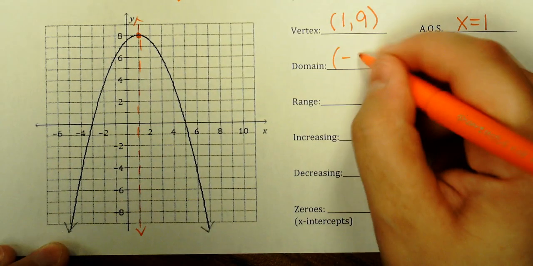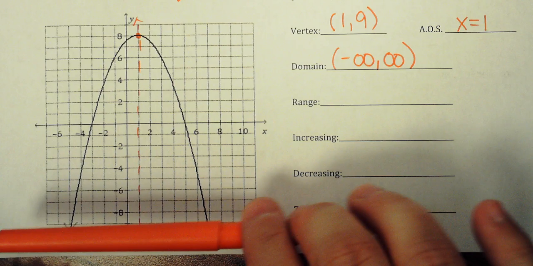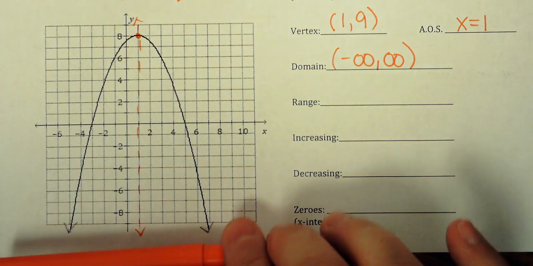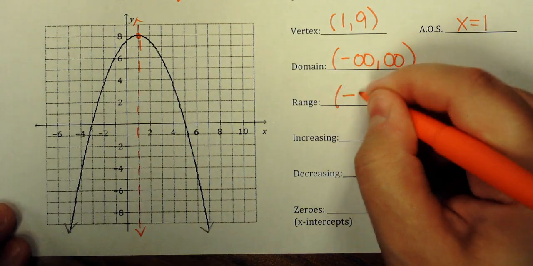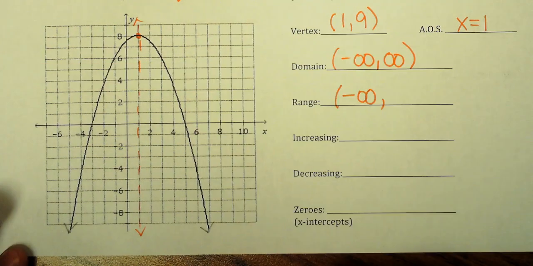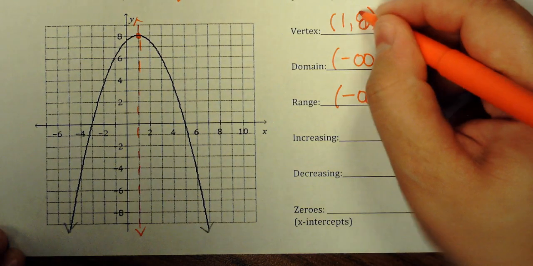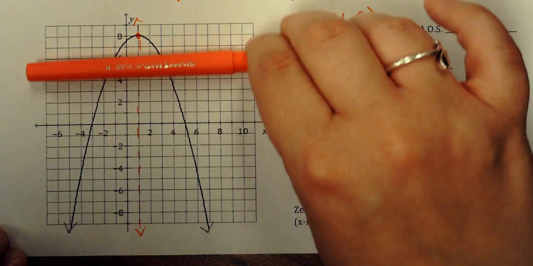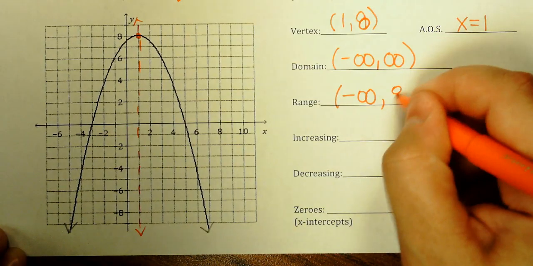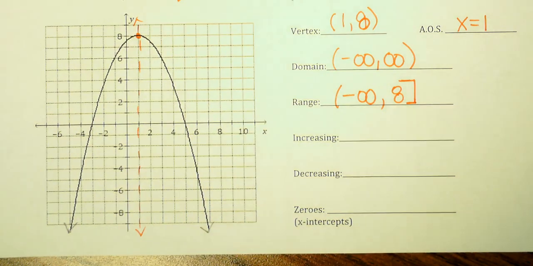Domain, every single one, negative infinity to infinity. Now, the range here, if I'm approaching from the bottom to get my lowest value, I can see that this graph points down forever. So I'm going to start with negative infinity because the graph goes down. And I just realized, sorry guys, my vertex is 1, 8. As I'm doing the range here, the last point I touch is that 8. And that's going to have a bracket because we actually have a point there.